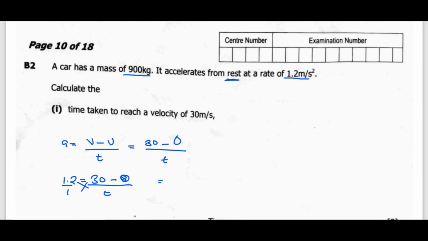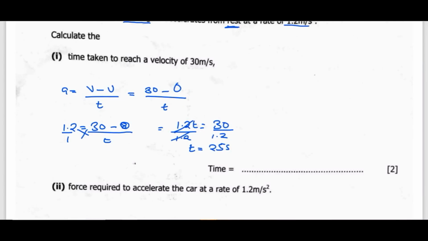So we're going to have 1.2t is equal to 30. Because we want t, we divide both sides by 1.2. So t is equal to 30 divided by 1.2, which is 25 seconds. So the answer is 25 seconds.